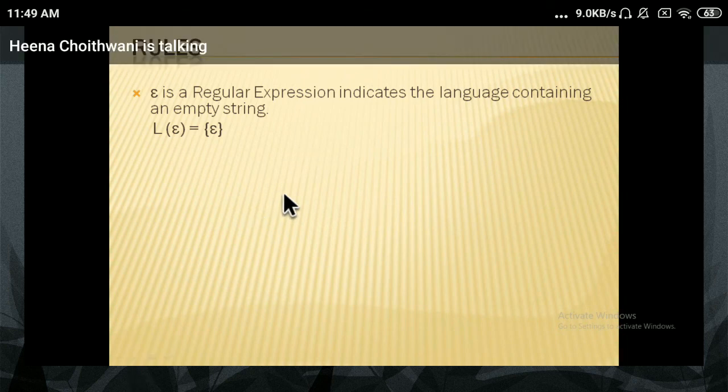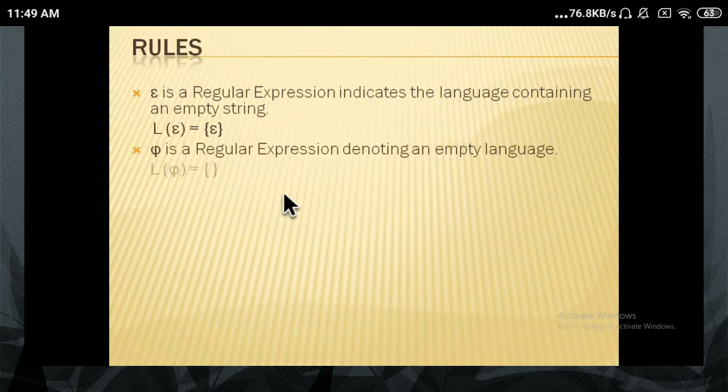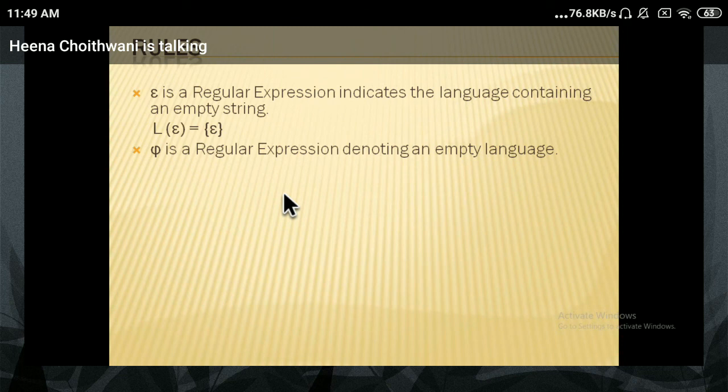Please check. Second rule. Now we have phi, that stands for null, a regular expression denoting the empty language. Please check the difference. We have an empty string, which we represent with epsilon, and the language is empty, which we represent with phi. So can you tell me what will be in my language set?